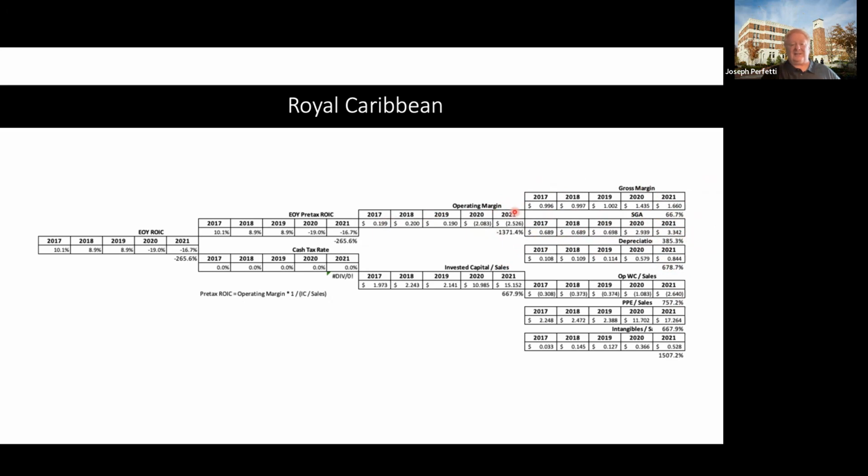So you can clearly see that it was the drop in revenue, which is not directly correlated to this chart. You don't see the percentage change on here of revenue, but you can see the percentages of cost as a percentage of revenue spike dramatically because of that drop in revenue. And that was the catalyst for their operating margin falling from 20 to negative $2.53 per passenger, which also led to the pre-tax ROIC falling from 10 to negative 17.